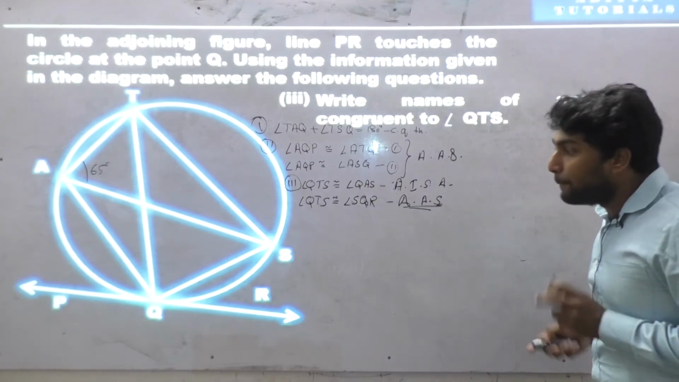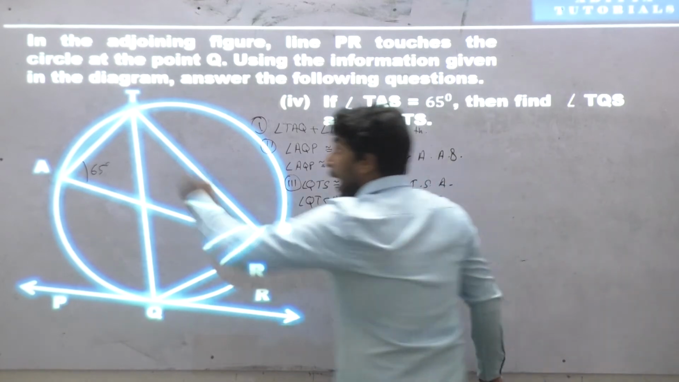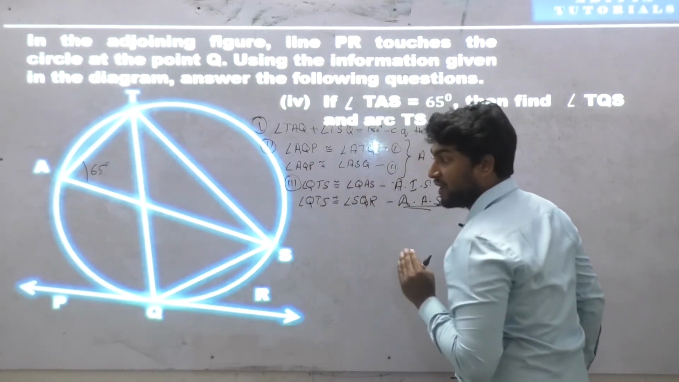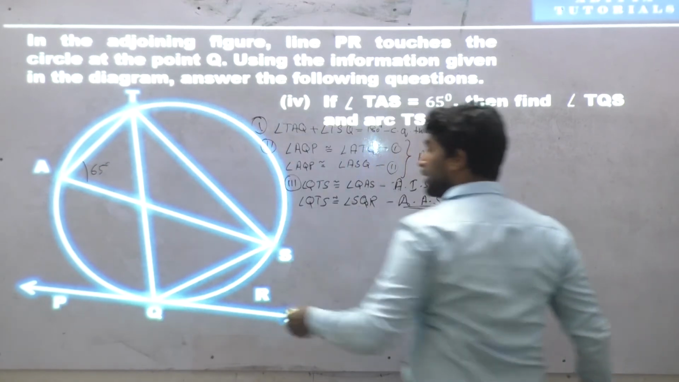ध्यान दो. मैं ना अभी AQ को हटाता हूँ फिगर से. ओके, AQ हो गया. कोई ना. अब क्या बोल रहा हूँ? Angle TAS is 65 degree. I need to find angle TQS and measure arc TS.